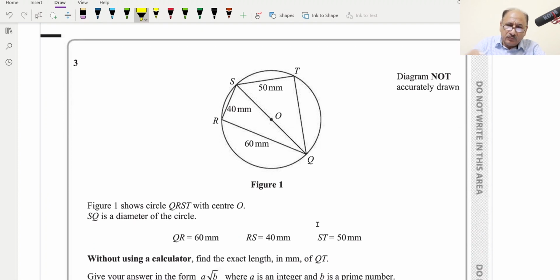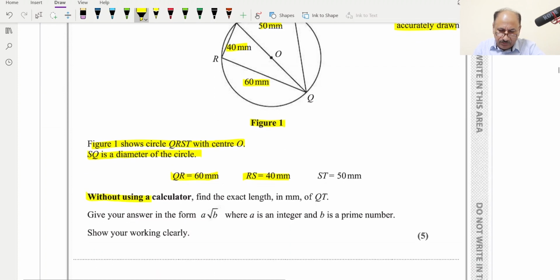Question number 3. A diagram is provided which is not accurately drawn, and figure 1 shows circle QRST with center O. SQ is the diameter of the circle. QR is equal to 60 millimeter, RS is equal to 40 mm, and ST is equal to 50 mm. Without using calculators, find the exact length in millimeter of QT. So QT we need to find.